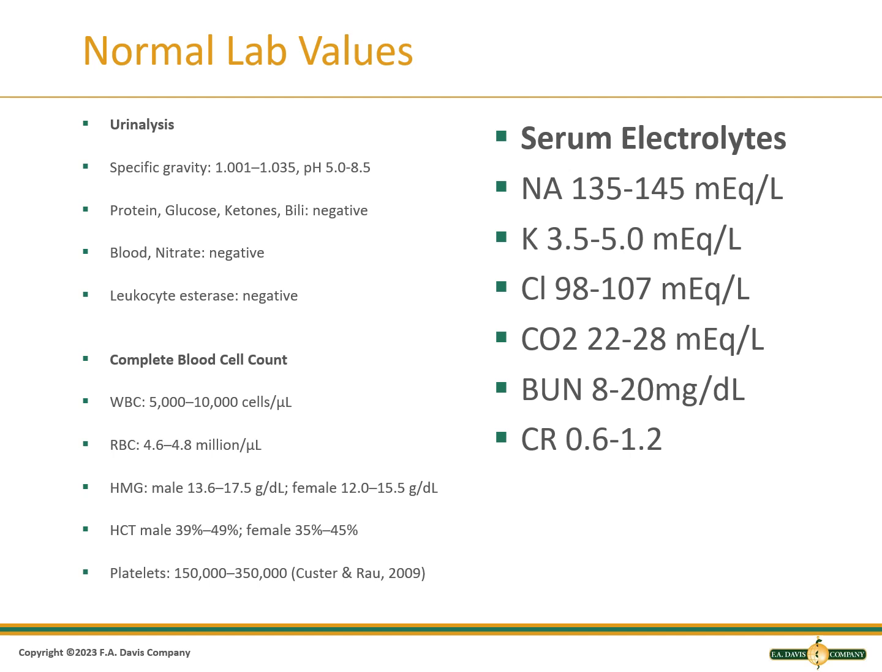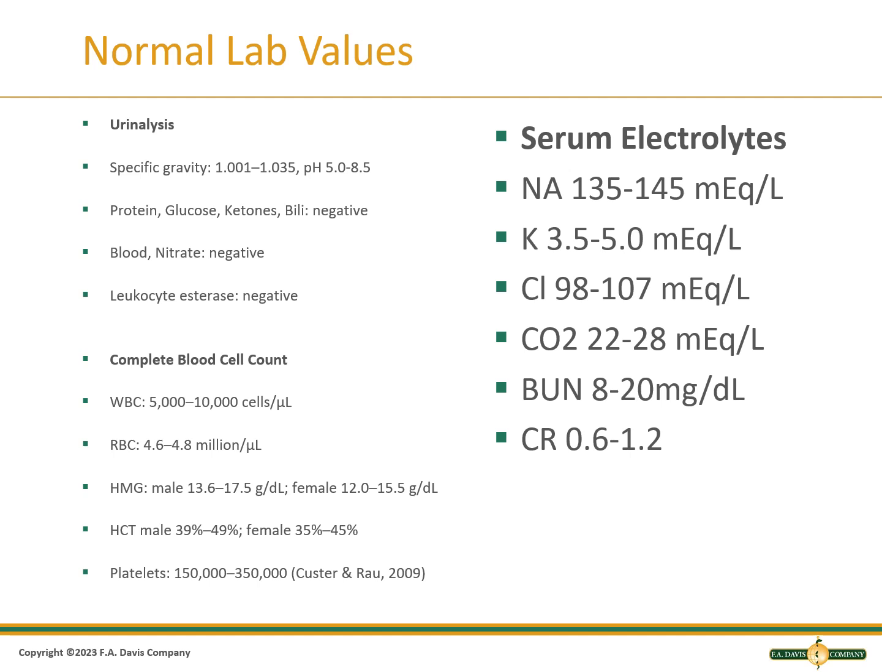Here are our normal lab values. So a UA, urinalysis, you want to see specific gravity 1.001 to 1.035. pH is 5 to 8.5. You should have negative protein, glucose, ketones, bilirubin, blood, nitrates, and leukocyte esterase. These should always be negative. Now, occasionally, if you get a contaminated specimen, they may have a false positive, but they should typically be negative.